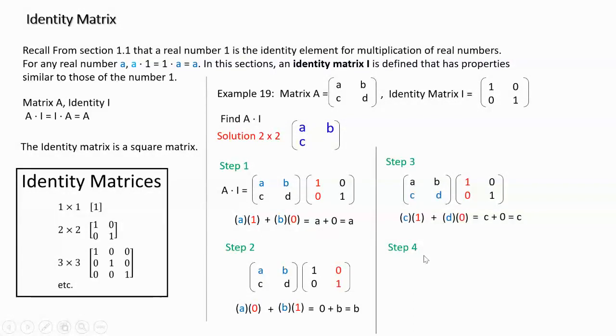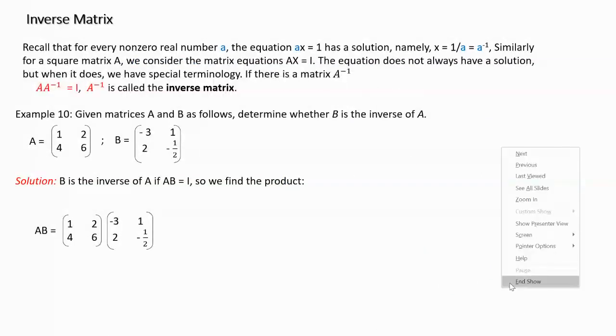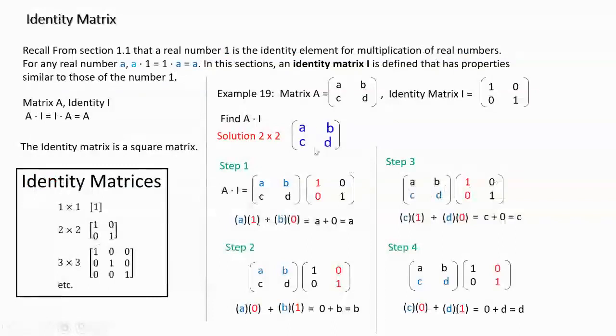And lastly, the fourth step, I'm going to multiply the second row times the second column. So C times 0 and D times 1. It's going to give us 0 plus D, so the answer is D. So here, guys, let me go back real quick. I just proved that when you multiply a matrix times its identity, you get the same matrix.